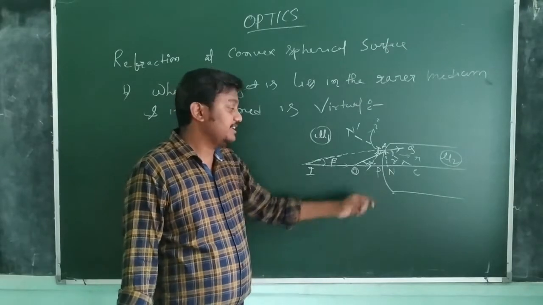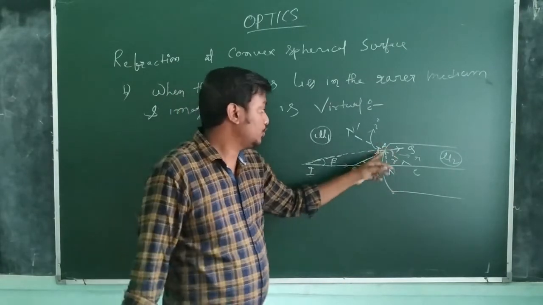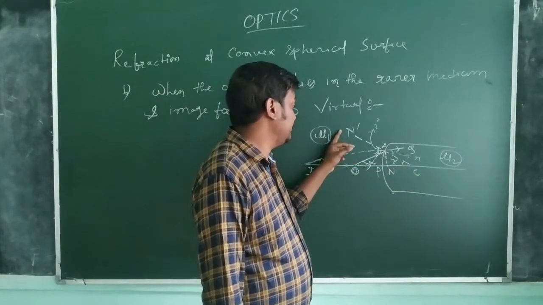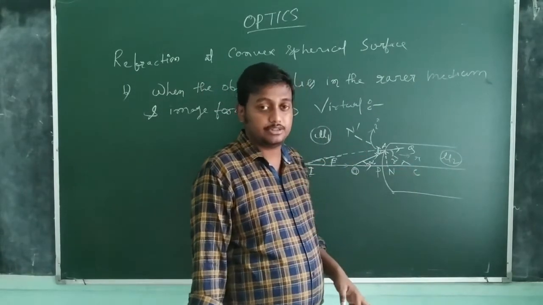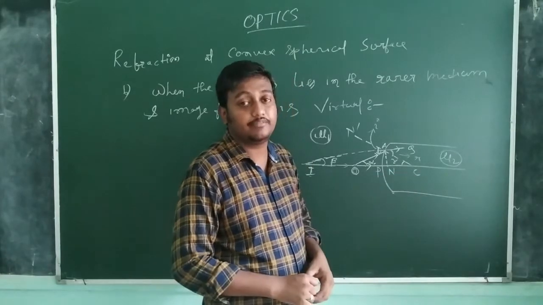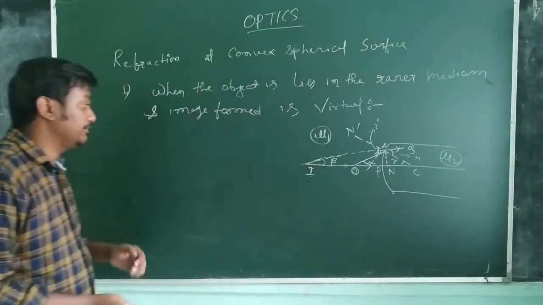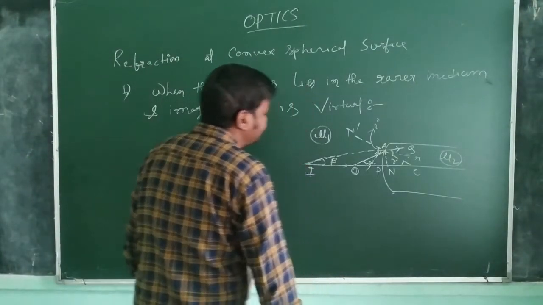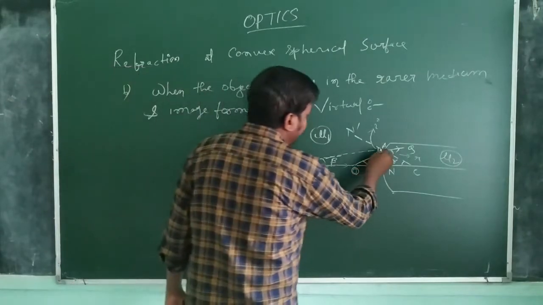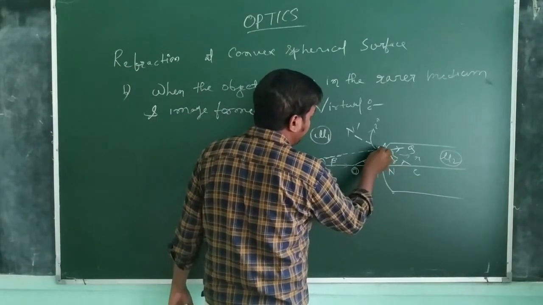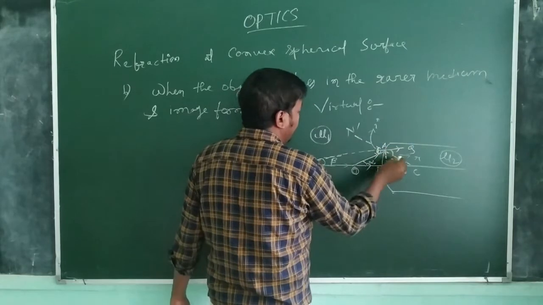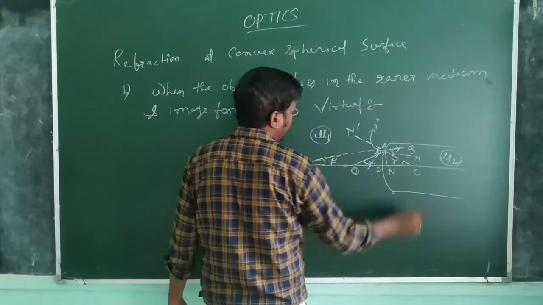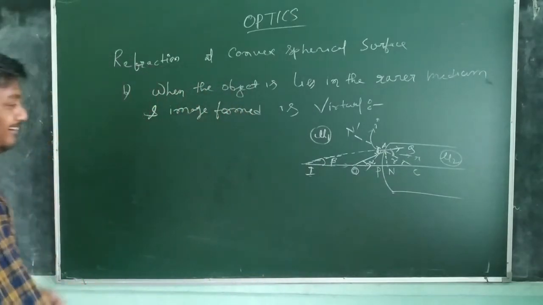Here P is the pole. We draw the normal at A and NC normal to the center of curvature. Here C is the center of curvature. Now we will derive the equation. This angle between the incident ray and the normal will be i, and the angle between the refracted ray and the normal will be r.